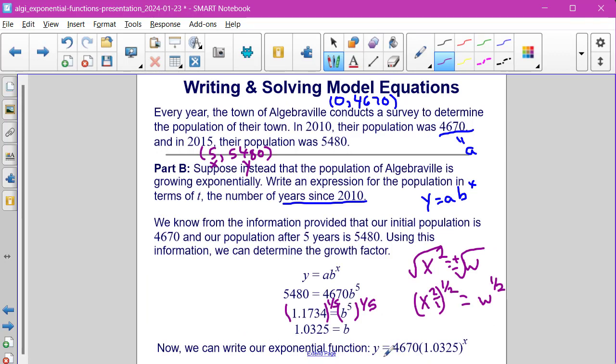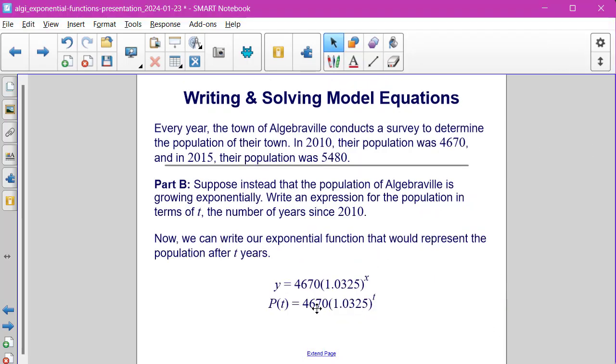And after we find our b, we can then write out our final exponential function. y equals 4,670 times 1.0325 raised to the x power. The final step is to put our exponential function in terms of t, and we're using capital P of t for population in terms of time, being equal to 4,670 times 1.0325 in parentheses raised to the t power.